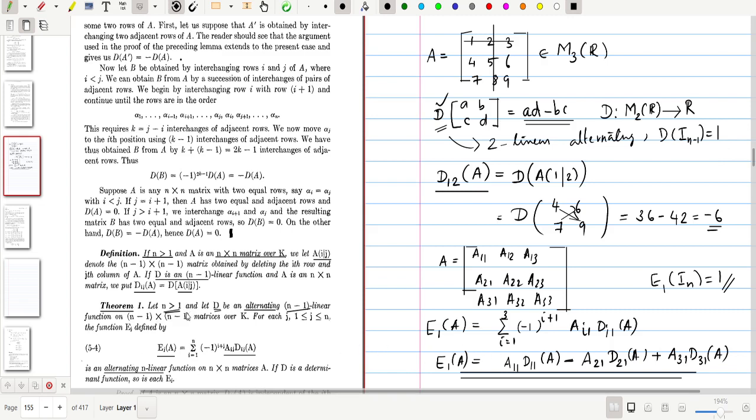Let n be greater than or equal to 1 and let d be an alternating n minus 1 linear function on n minus 1 by n minus 1 matrices over K. For each j, where j varies from 1 to n, you can construct Ej, defined by Ej of A equal to the summation over i of (minus 1) to the power i plus j, a_ij, d_ij of A, which is an alternating n linear function on n by n matrices. If d is a determinant function, so is each Ej. So this is the statement, and we will prove this one.